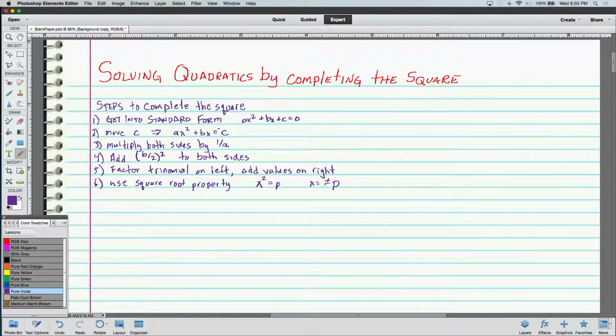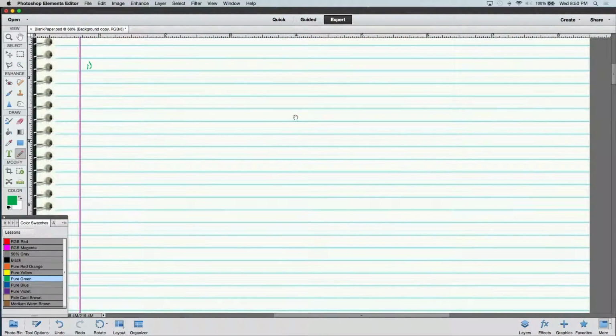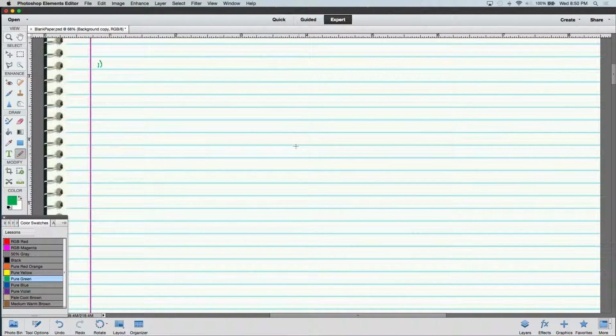So jumping into the examples, example 1: x squared minus 6x minus 13 equals 0. Step 1 was just to get it into standard form. Well, it's already in standard form, so we don't have to worry about that.